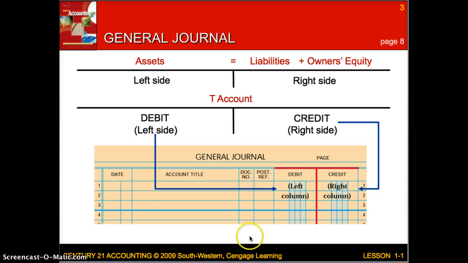For complete satisfaction, balance all of your transactions. There you go. Okay, so debits on the left, credits on the right. Here we go. That is your general journal.